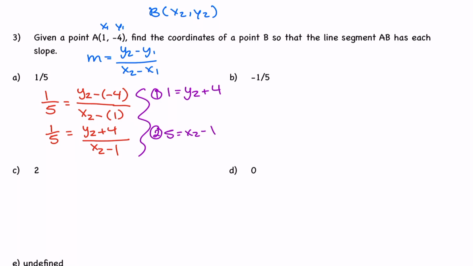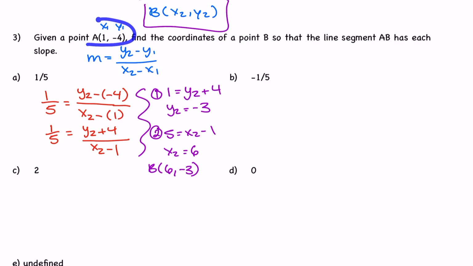Now we just need to solve for y2 and x2. So to get y2 by itself, we need to subtract 4 from both sides. When we do that, we get y2 is equal to negative 3. And to get x2 by itself, we need to add 1 to both sides. So in doing that, we get x2 is equal to 6. And remember, point B is equal to (x2, y2). So we end up with B is equal to (6, -3).